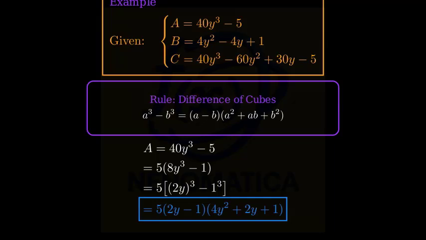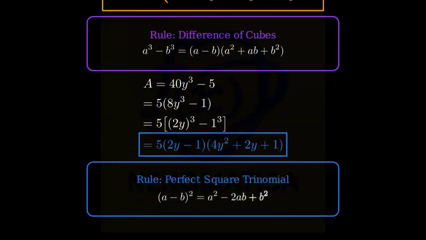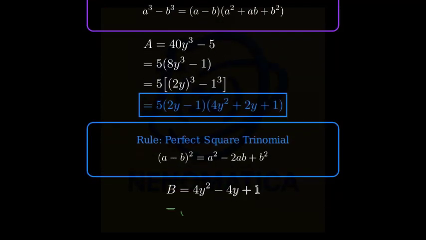Step 2. Factor B. Recognize the perfect square trinomial. (a minus b) squared equals a squared minus 2ab plus b squared. So B equals 4y squared minus 4y plus 1. And that is (2y minus 1) squared.